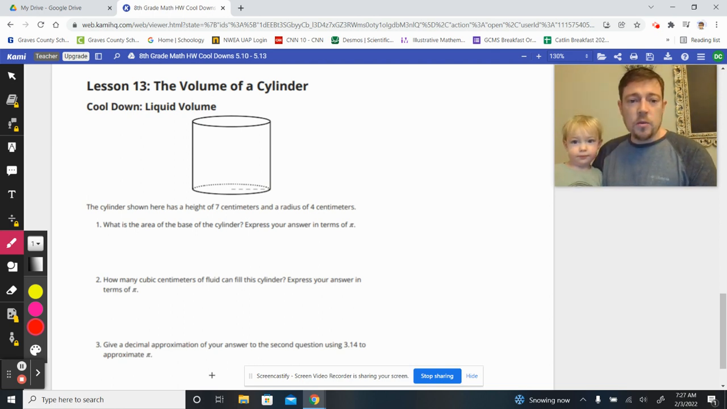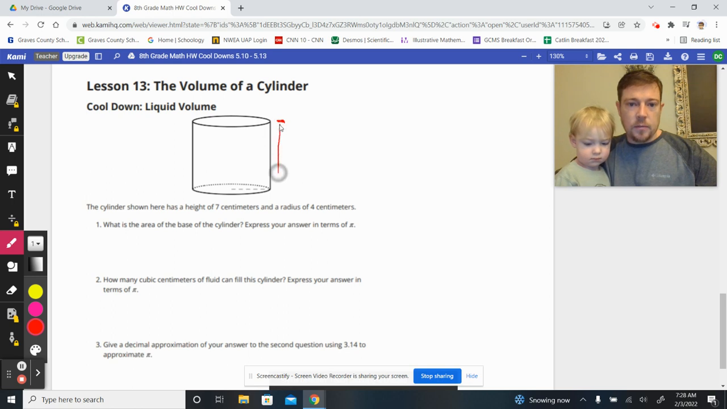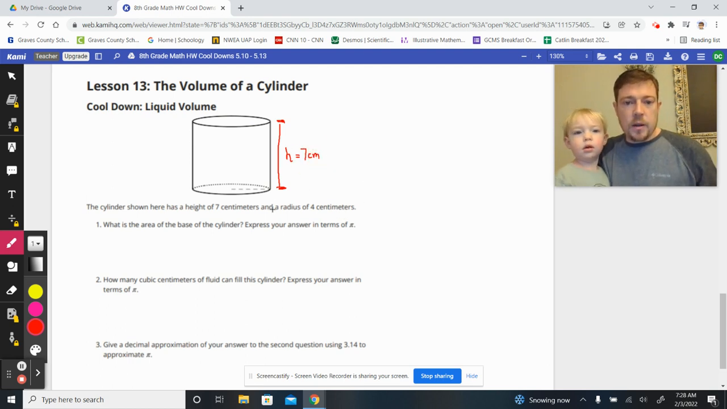So with a cylinder, you've got a couple of things that you need to know, and it tells you in the first part of the problem here. It says that the height of it is 7 centimeters, and the height is going to be the distance from circle to circle on the bases. All right, so this is our height. This is 7 centimeters. And then it says that it has a radius of 4.